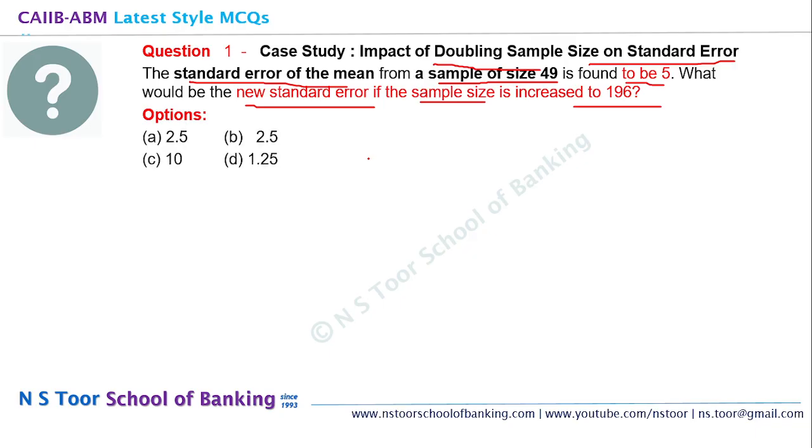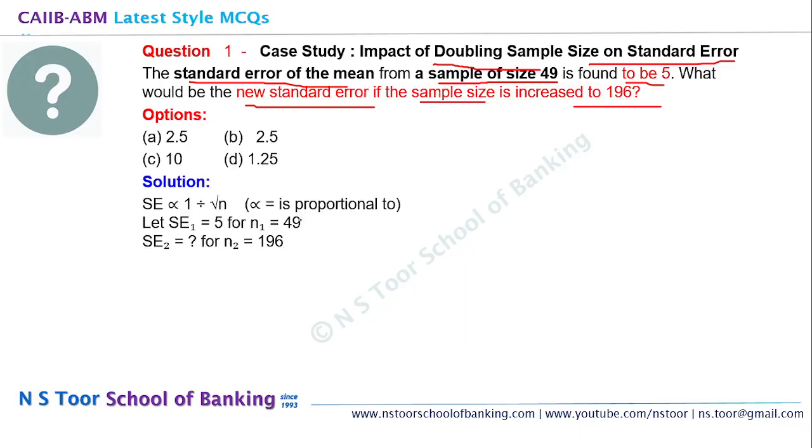So what is the question? The standard error of the mean for a sample size of 49 is 5. That is, the standard error of the average of a sample of size 49 is 5. So if the sample size is increased from 49 to 196, what will be our new standard error? We will go step by step. Please try to understand it.